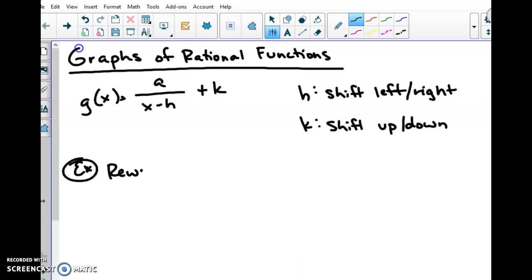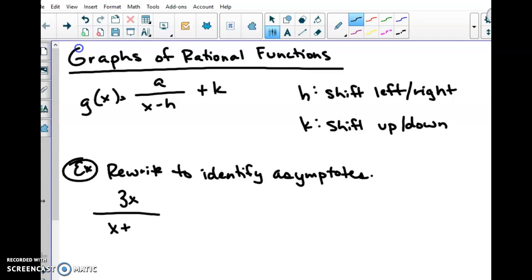So for the first example, we're going to rewrite to identify our asymptotes based on that equation right there with the g of x. So with that being said, we are going to have 3x divided by x plus 2. When we're talking about rewriting to identify the asymptotes, what it means is you need to have a number, aka the a, without any variables. So I can't have this x right here. So I have to rewrite it.